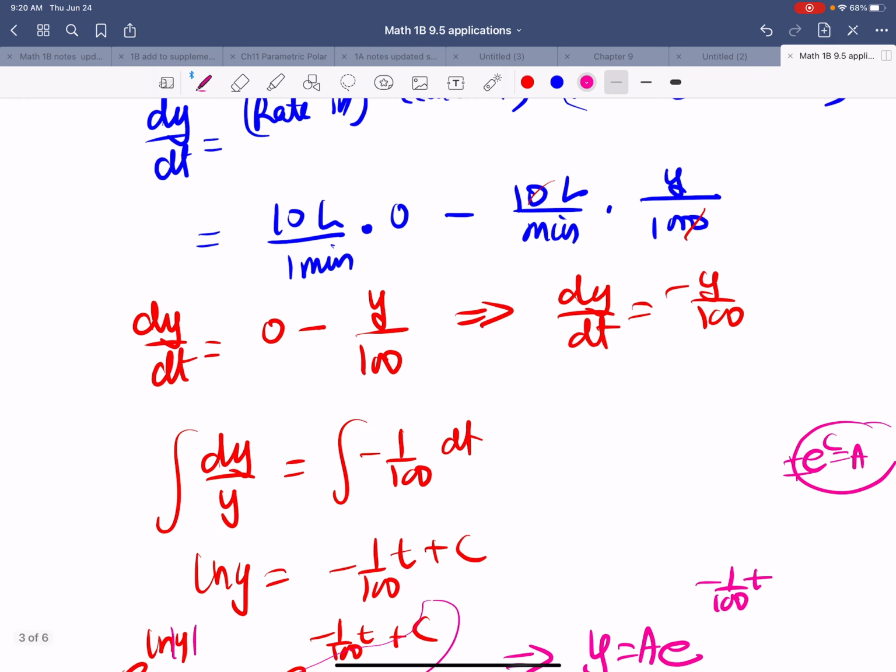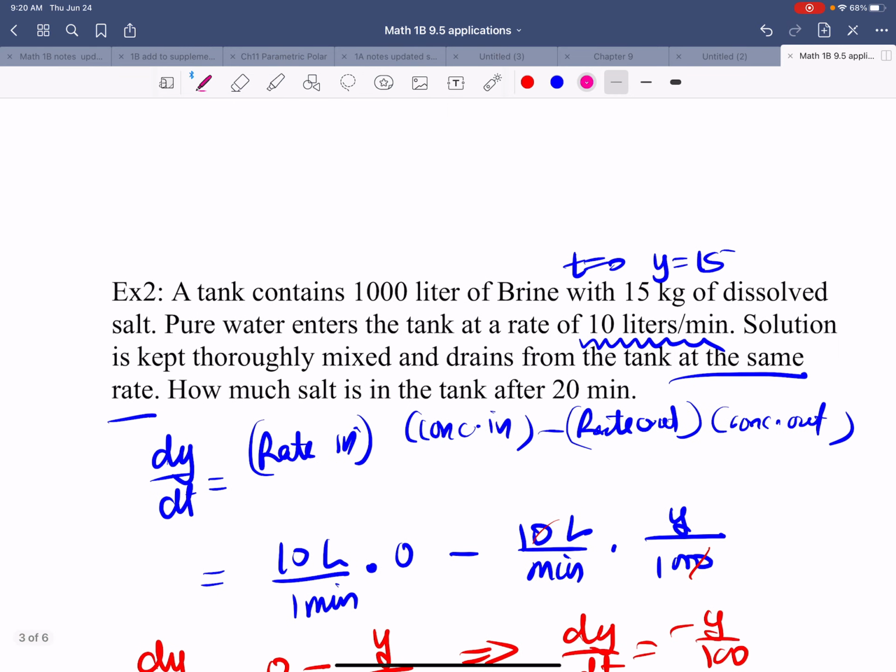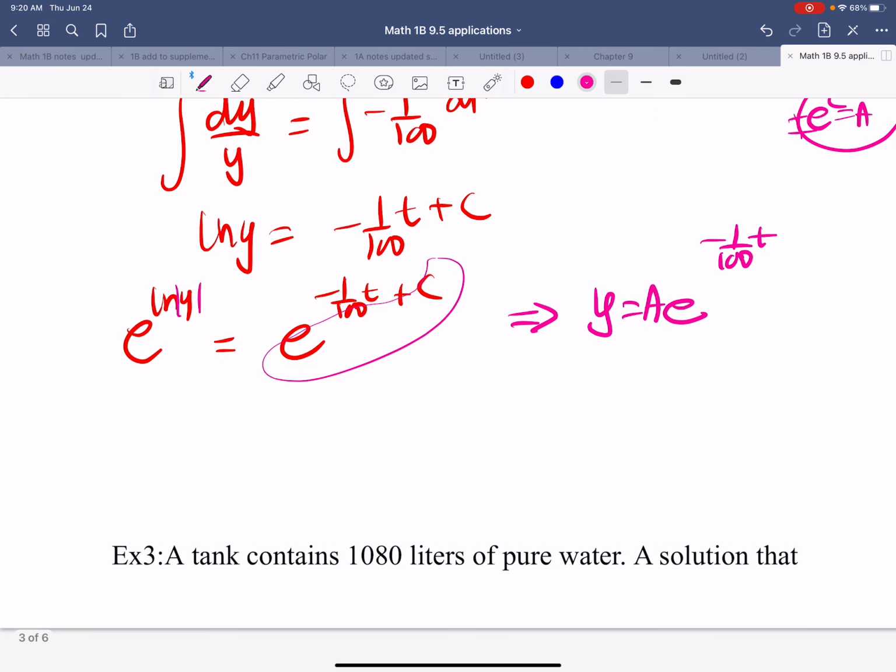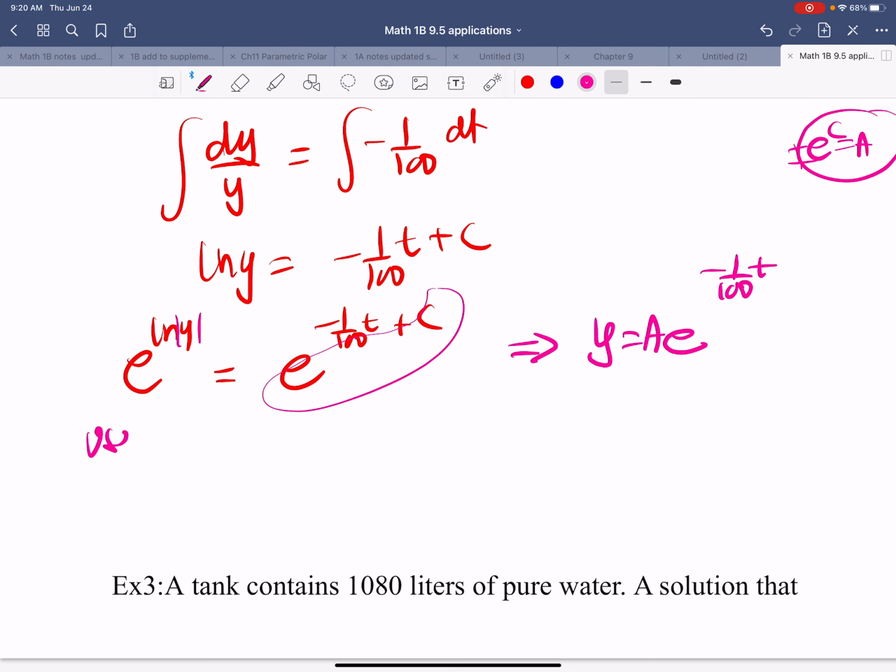Now, we were given an initial condition. What was that? We were told when t is 0, y is 15. So use the initial condition: when t is 0, y is 15, and e to the power 0 is 1. So this gives me a is equal to 15.